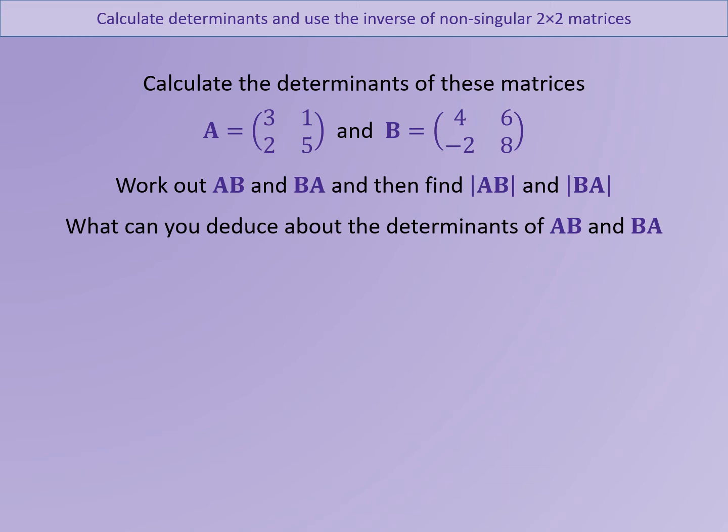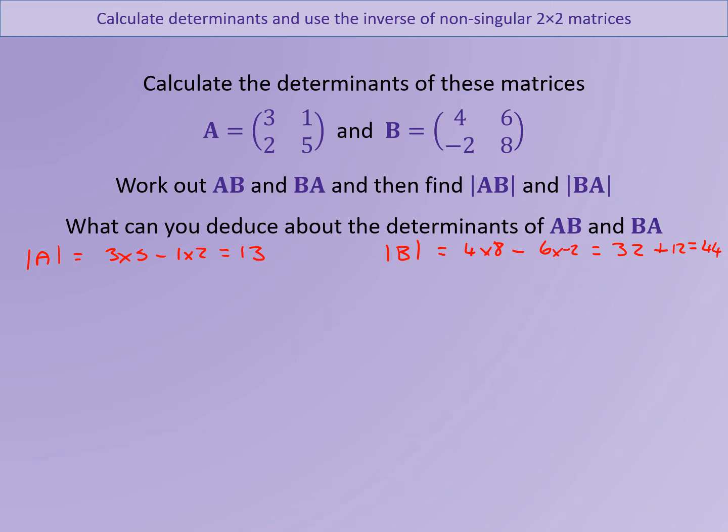Okay, so the determinant of A will be 3 times 5 minus 1 times 2. So that is 15 minus 2, which is 13. And the determinant of B is 4 times 8 minus 6 times minus 2. So that is 32 plus 12, which is 44.